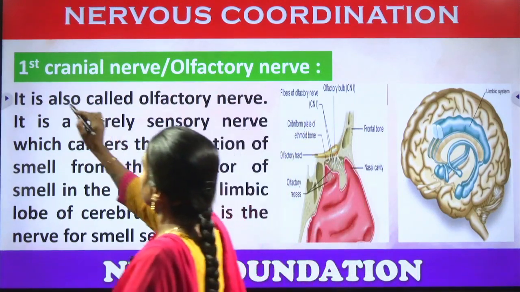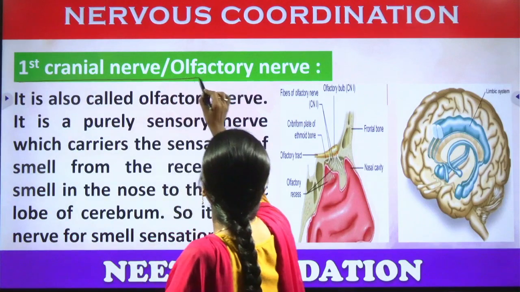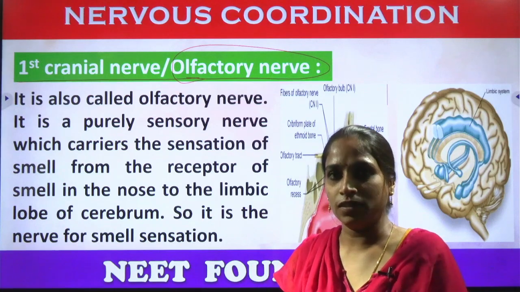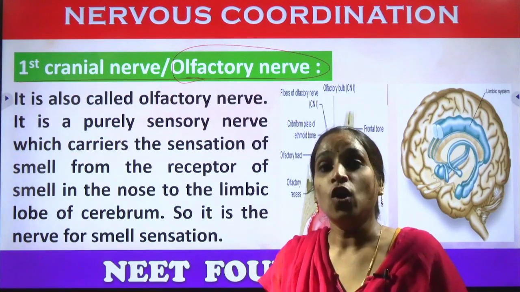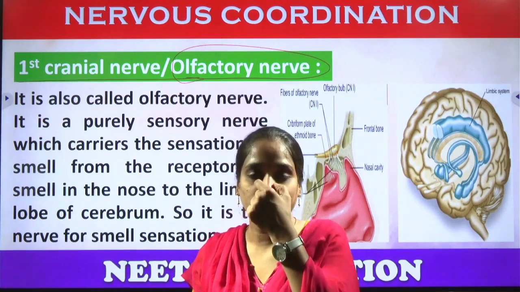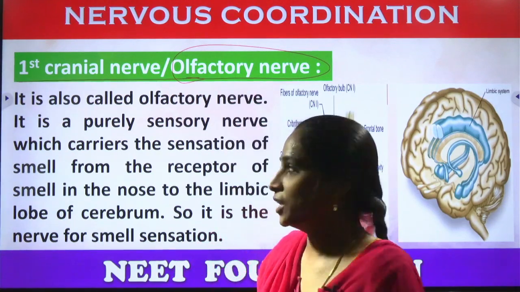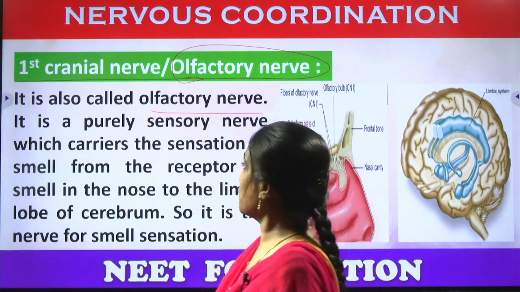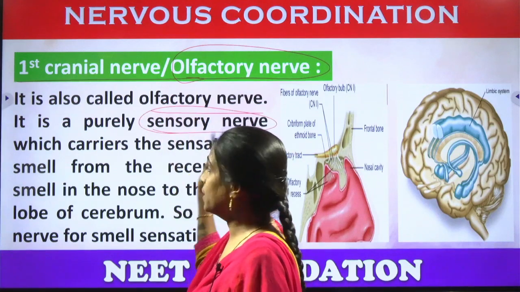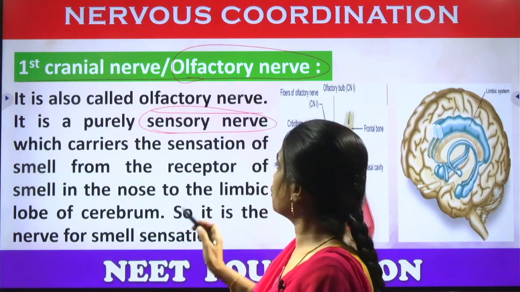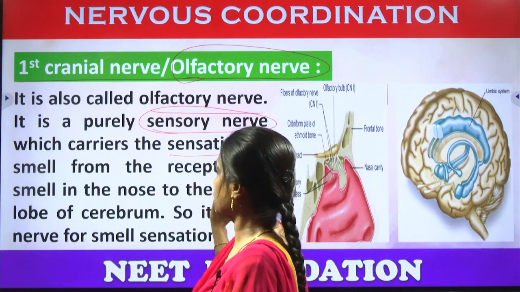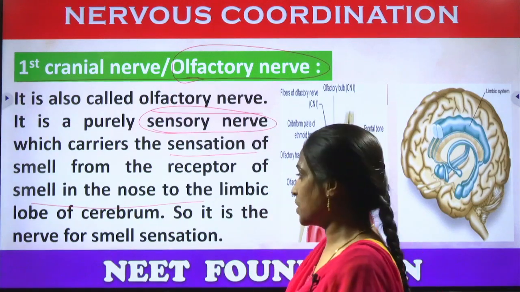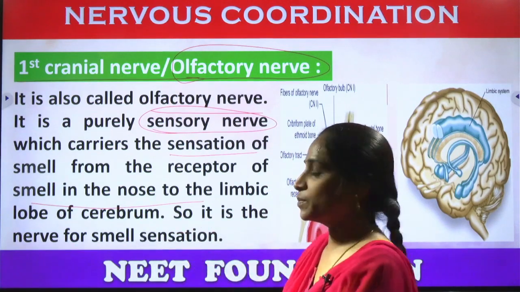What is the first nerve? The first nerve is called the olfactory nerve. First cranial nerve is called the olfactory nerve. So you might have heard already about the word olfactory receptors which are related to the sense of smell, right? So it is also called the olfactory nerve. The first nerve is a pure sensory nerve, which carries the sensation of smell from the receptor of smell in the nose to the limbic lobe of the cerebrum. So it is a nerve for smell sensation.